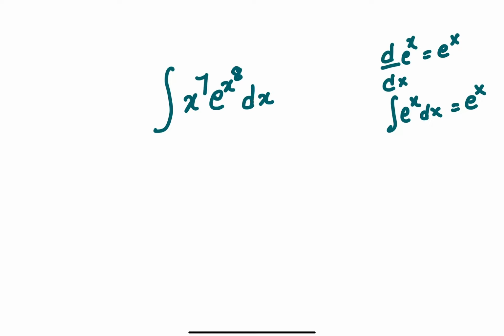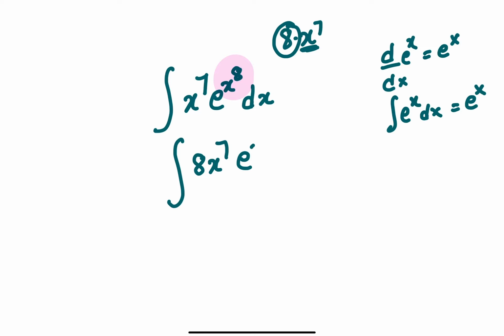But what I look at is this x to the power 8. Do I have the derivative of x to the power 8? The derivative of x to the power 8 is 8 times x to the power 7. But if I look closely, I only have this. I don't have the 8. So what I do is I multiply with 8 and then I divide with 8 outside.